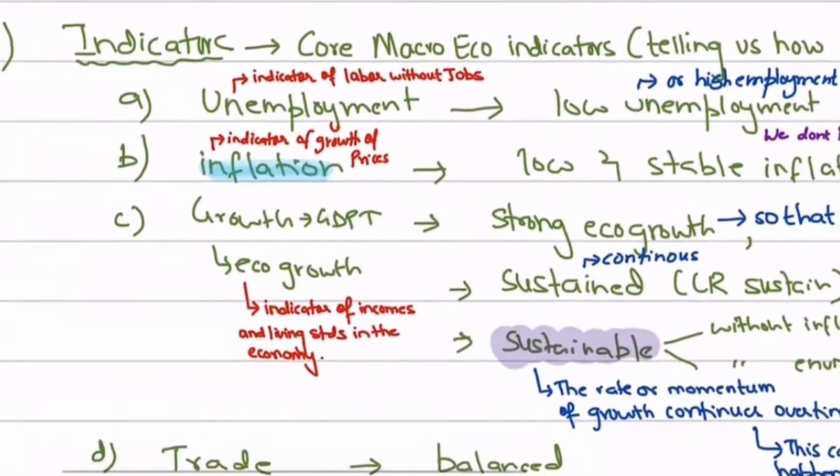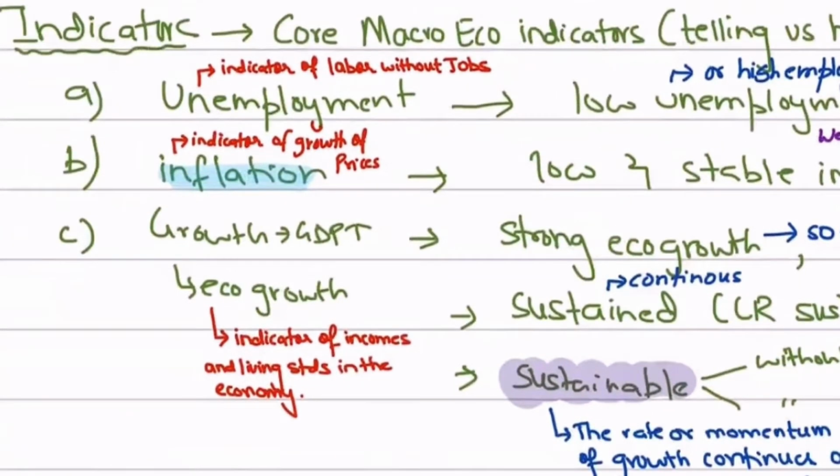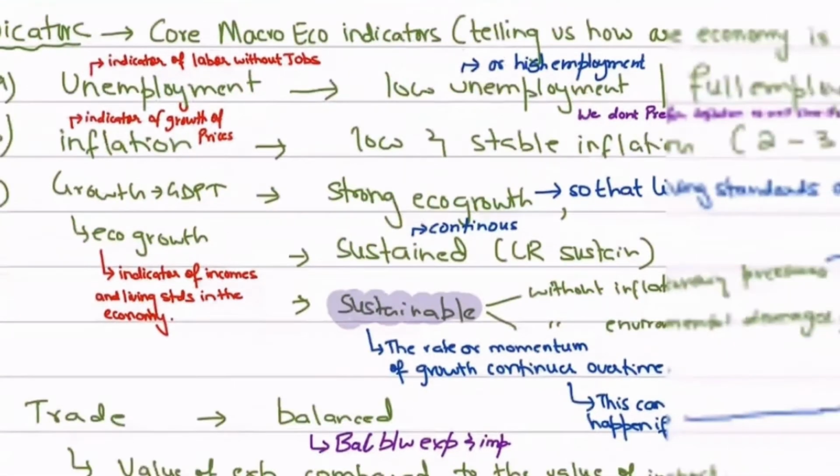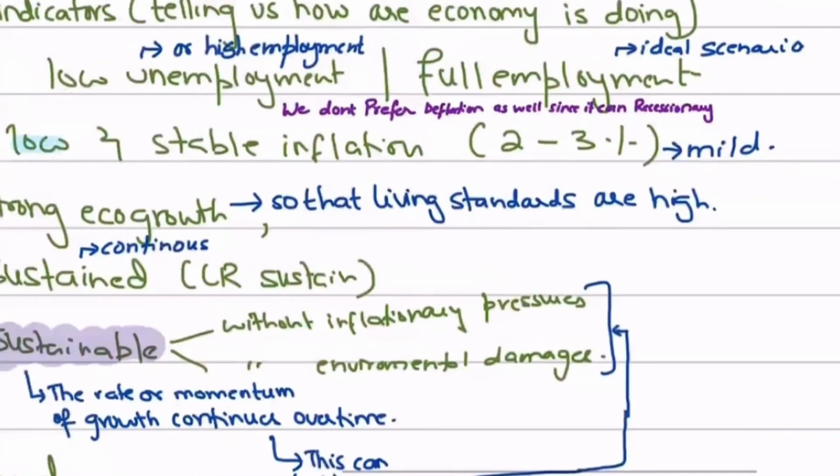So inflation is an indicator. It is a big indicator of growth and prices. It tells us about the prices in the economy. It tells us about the growth in the economy as well, right? Because this is an important indicator, the government sets a target of low and stable inflation. So the government aims for mild inflation, that is between 2 to 3%, right? And to be honest, the government does not usually prefer deflation because deflation is also a sign of recession. Deflation is recessionary as well.